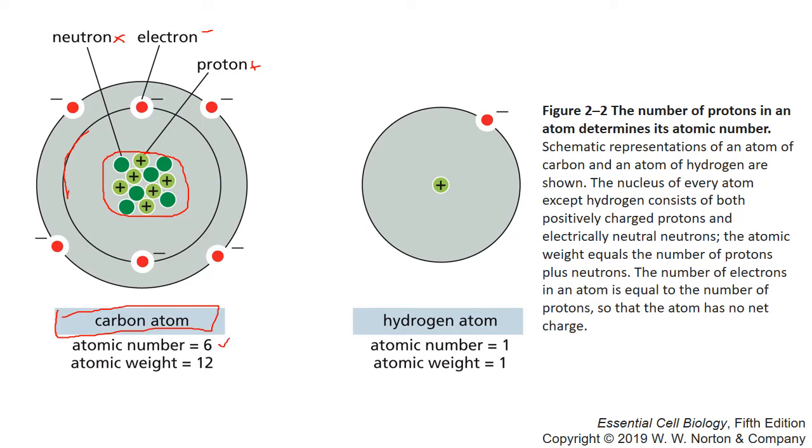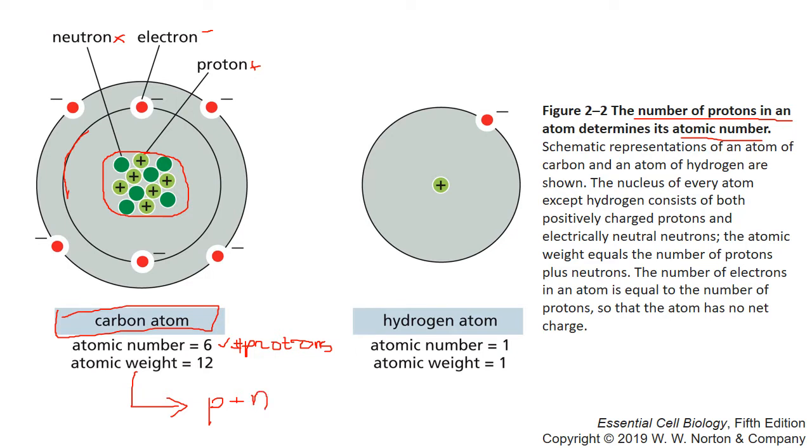And what that indicates for us is how many protons are housed within the nucleus. So the atomic number is the number of protons. And actually, I don't know why I'm writing it out, because I'm sure it's indicated for us right over here. It says the number of protons in an atom determines its atomic number. The atomic weight is going to be how many protons plus neutrons that particular atom has.